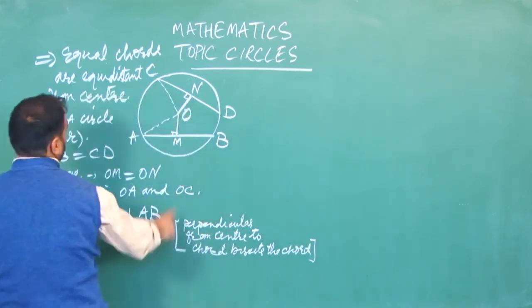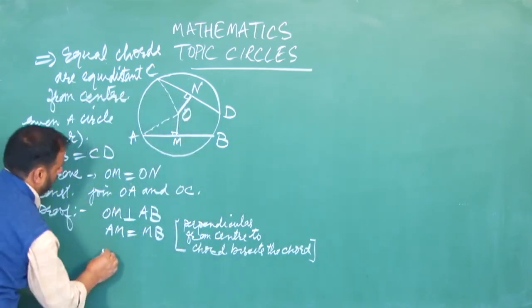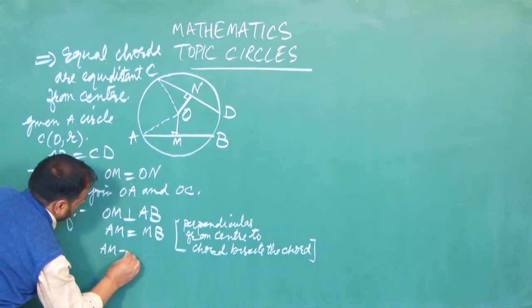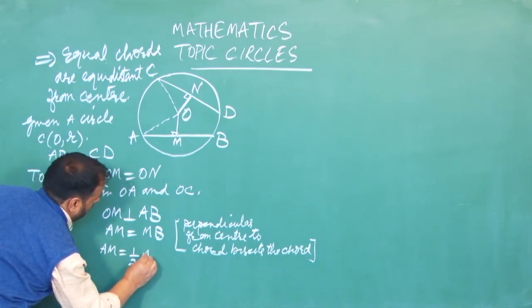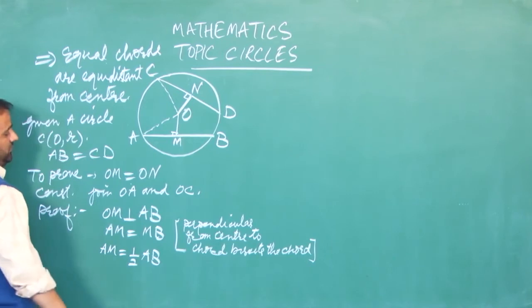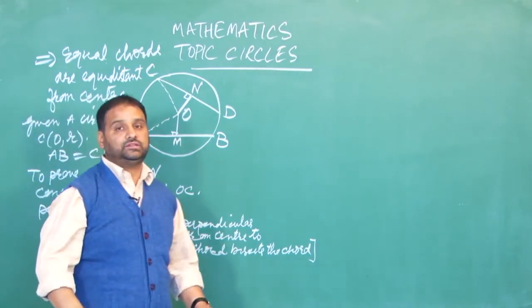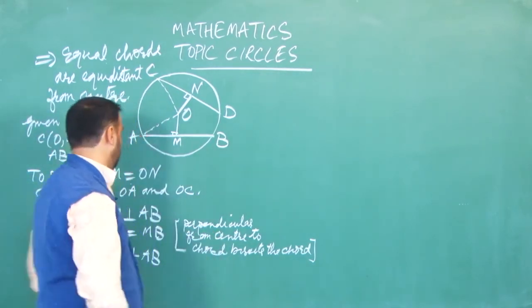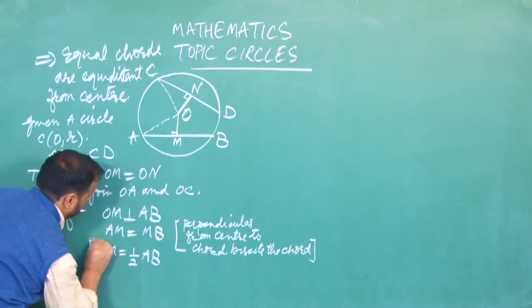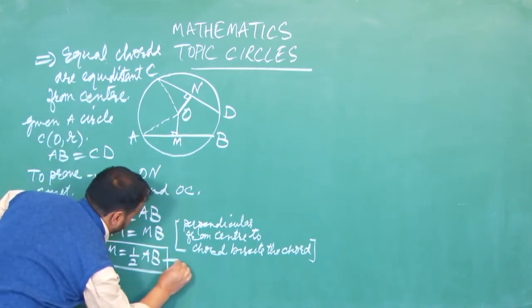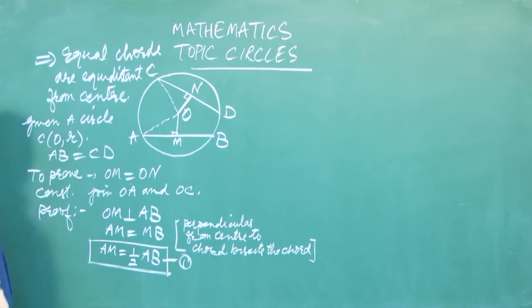So, AM is equal to MB, or we can write AM is half of AB. When two things are equal to each other, then each is half of the whole. That is from the Euclid section. Keep this result as AM is half of AB.